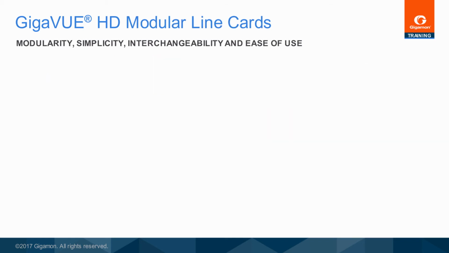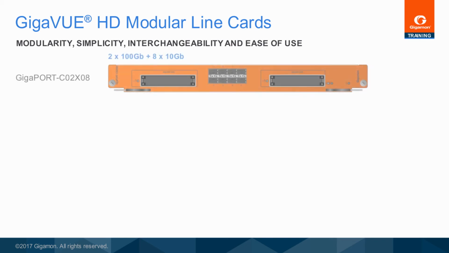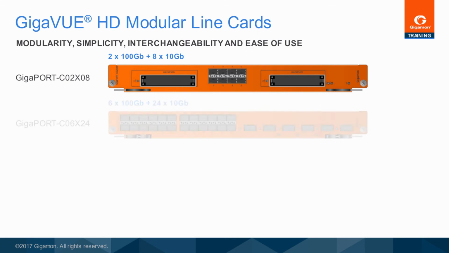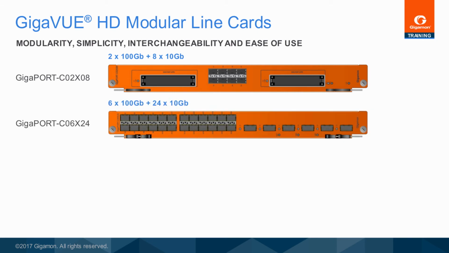Continuing the description of available line cards. 100 gigabit support is available from the following two line cards. A line card with two 100 gigabit capacity CFP or CFP2 ports along with an additional 8 10 gigabit SFP Plus or 1 gigabit SFP ports, and a line card with 6 100 gigabit capacity QSFP28 ports along with an additional 24 10 gigabit SFP Plus or 1 gigabit SFP ports.